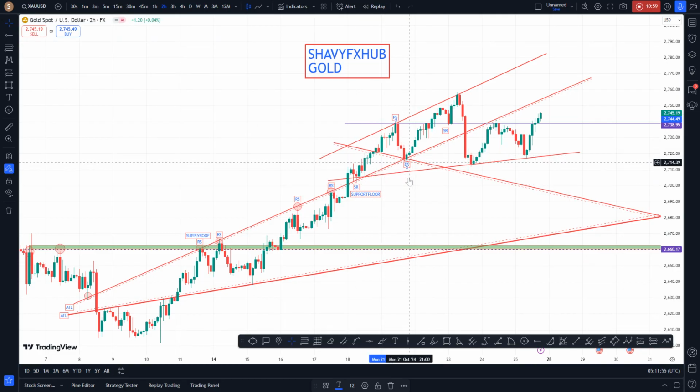So the impulse is a very strong impulse leg with ability to push price and break the resistance structure, and it did. But first of all, it respected the structure, then came down and used it as support. So it becomes our SR.